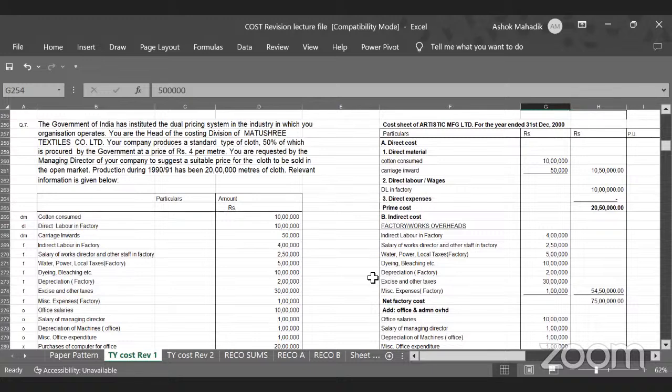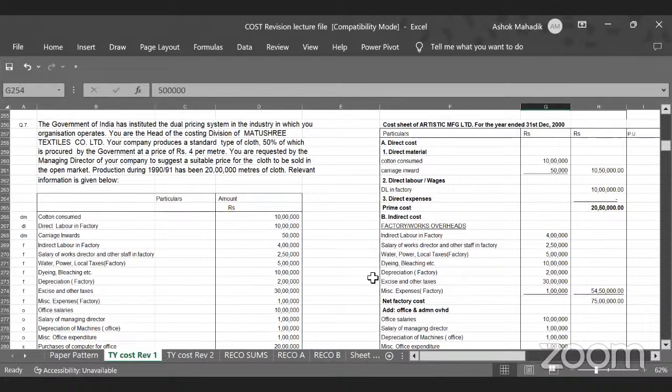The government of India has instituted the dual pricing system in the industry in which your organization operates. You are the head of the costing division of Matoshri Textile Company Limited. Your company produces a standard type of cloth, 50% of which is procured, means purchased by the government at a price of 4 per meter. So government is buying from you half of your production at only 4 rupees per meter.